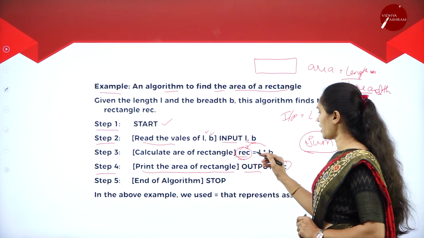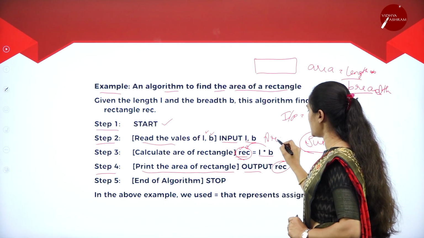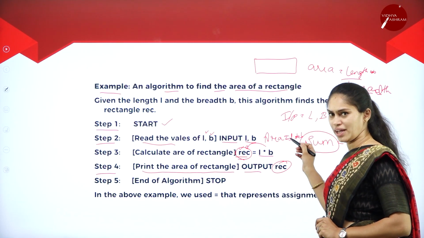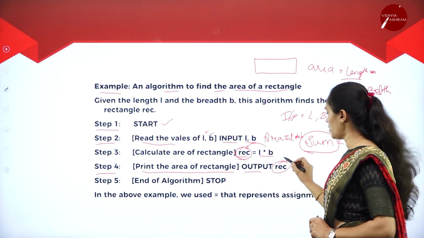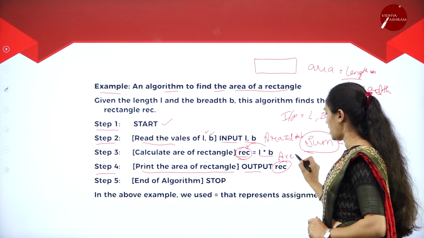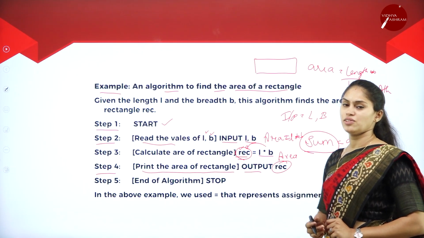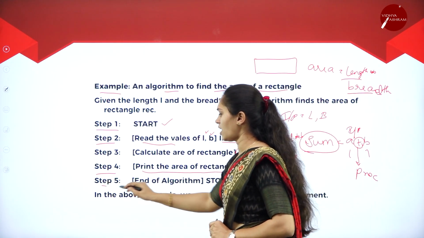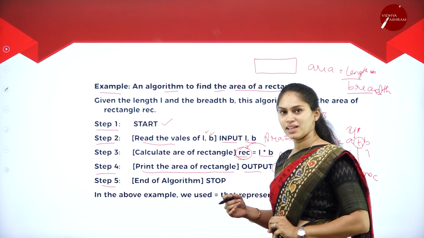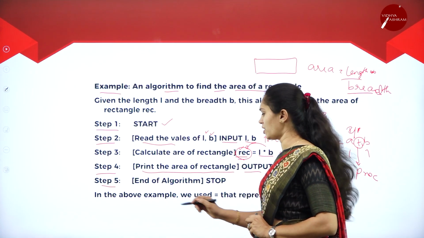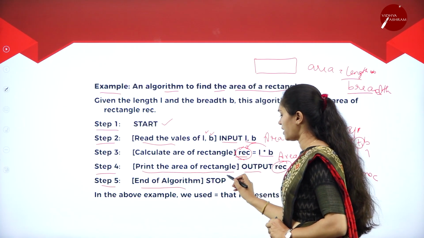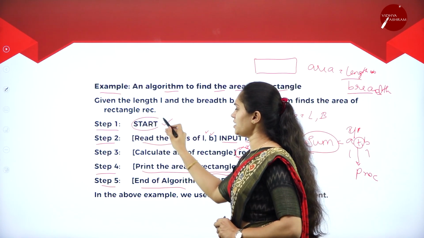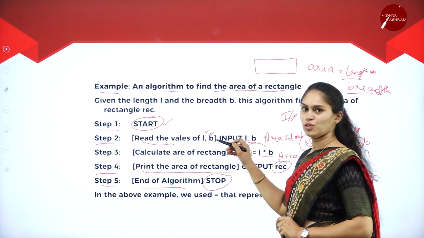Or else you can also take it like area is equal to L into B. If it is area equal to L into B, then instead of REC, you are supposed to take this as area. So you can give the variable name in a different manner. At last, now I got an output. Then what must be the last one? It has to end the algorithm. How to end the algorithm? By saying stop.